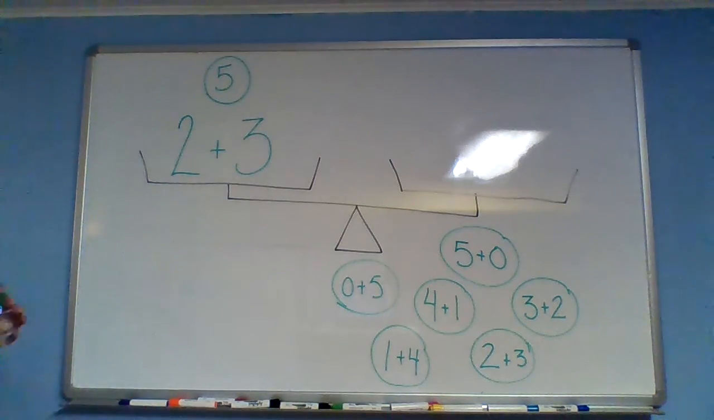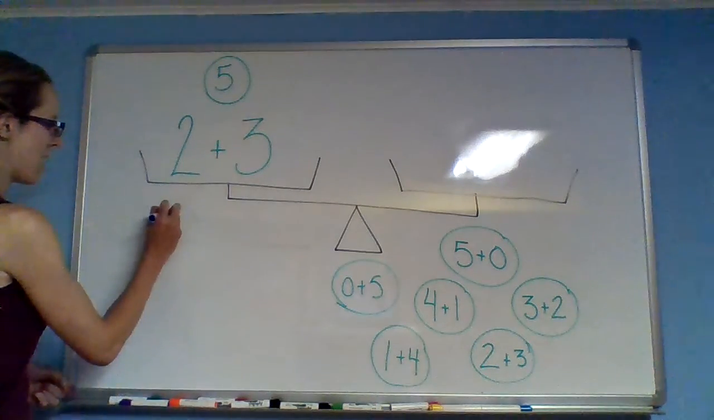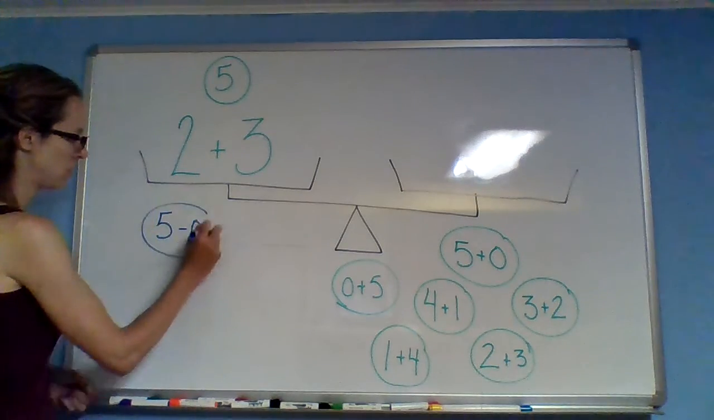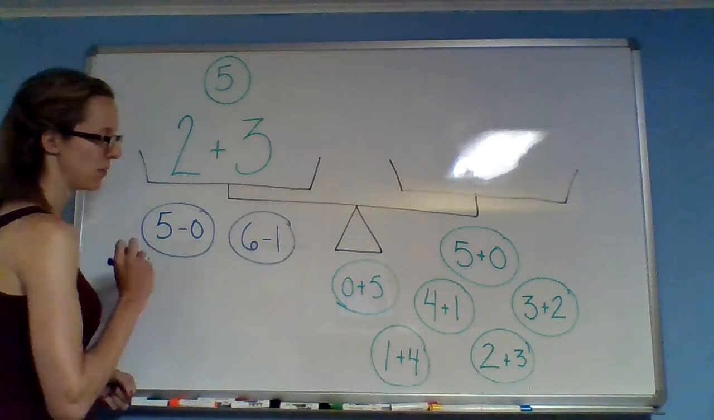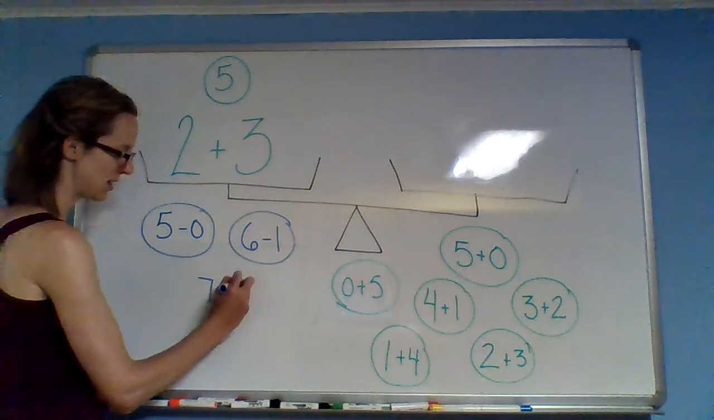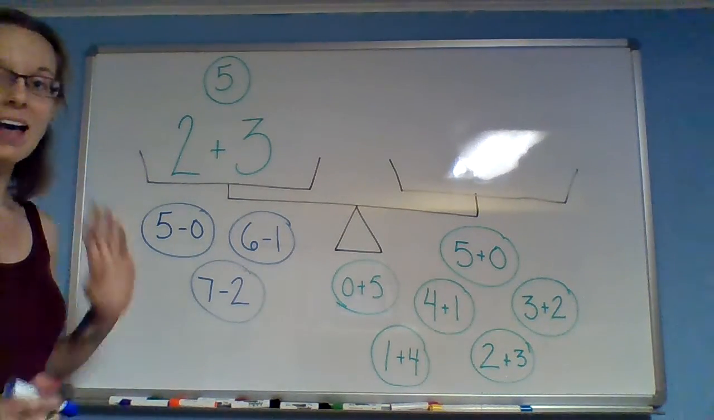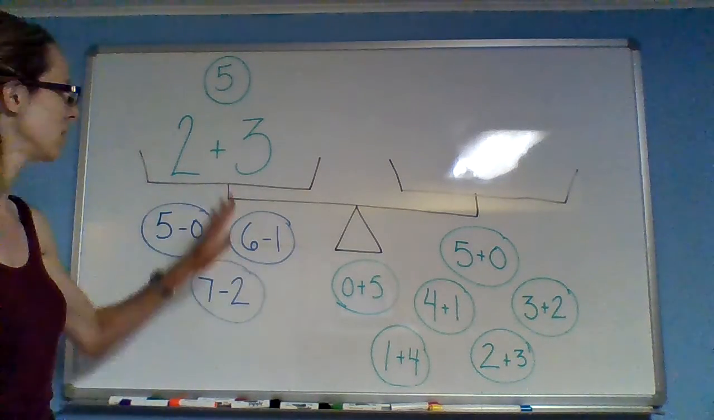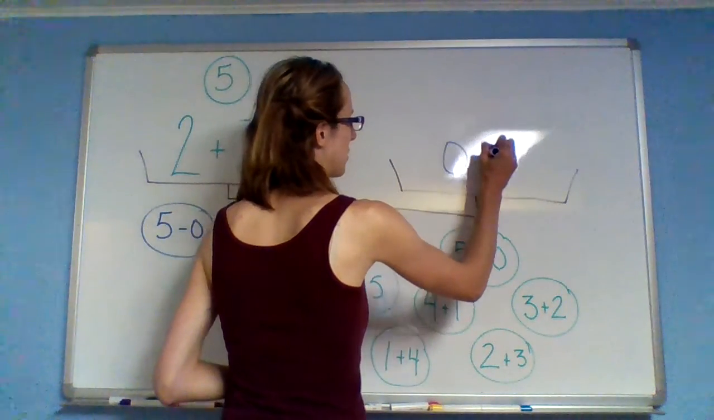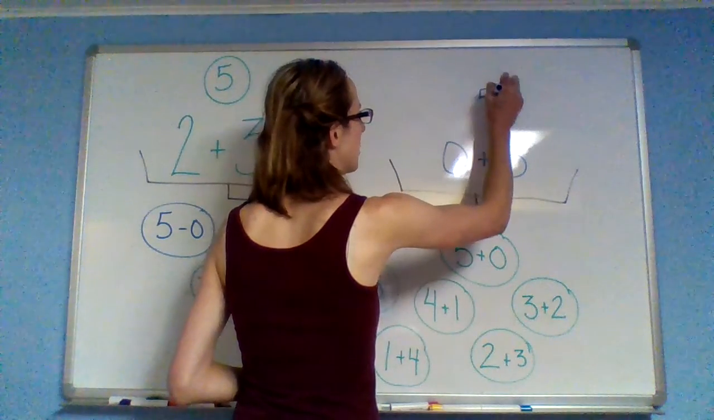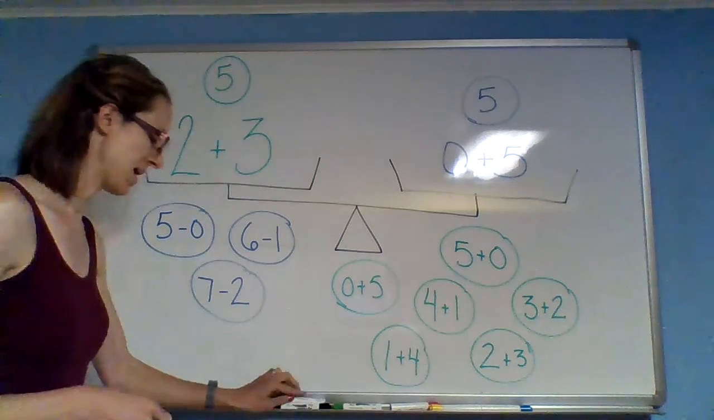And then I could also think about subtraction problems that would make that balanced. So 5 minus 0 would be 5. 6 minus 1 would be 5. 7 minus 2 would be 5. And so on and so on. I could pick any of these that are equal to what's on this side of the balance and move it up into this area. So I could put this over here, and since both of these are equal to 5, my balance would be perfectly balanced.